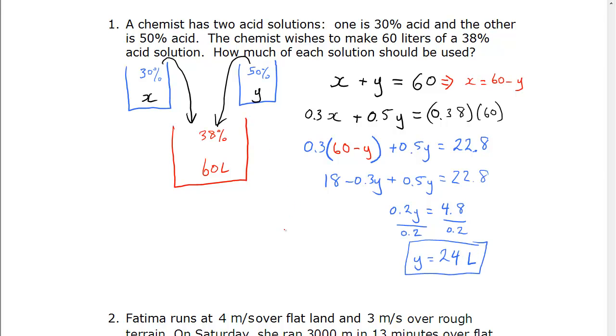We need also to find x though, and we have the red where we started that says x equals 60 minus y. Well, we know y now, so 60 minus 24, so x is equal to 36 liters. So we need 36 liters of 30% solution, or 30% acid, and 24 liters of 50% acid to get the combination that we want at the end.